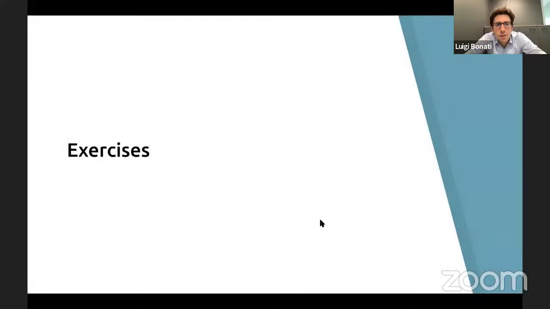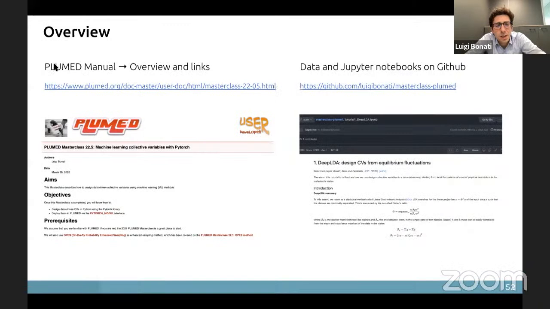Regarding these exercises, as usual, you can find in the PLUMED manual an overview of the tutorials and also the links to the data. All the tutorials will be done in the form of Jupyter notebooks. These, together with the data, can be found on a GitHub repository.